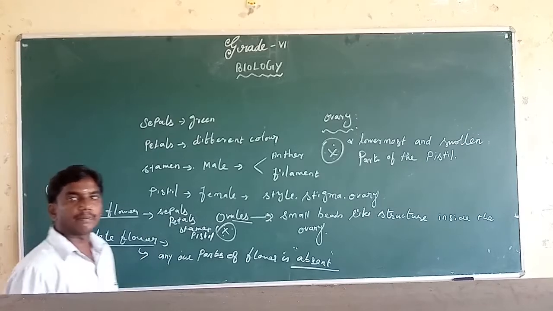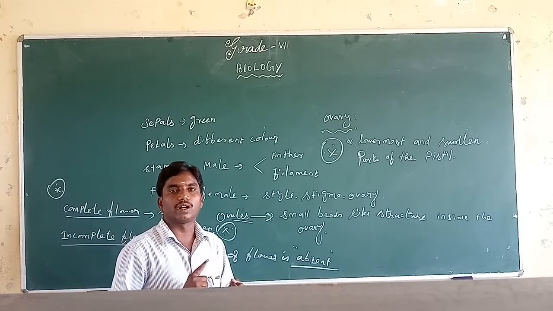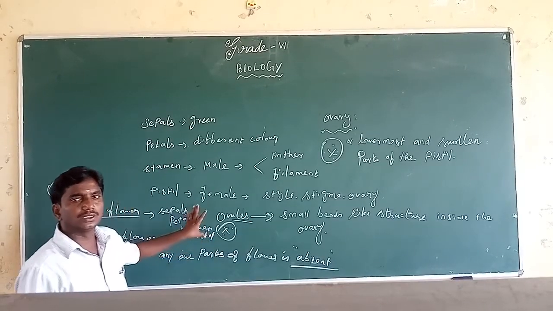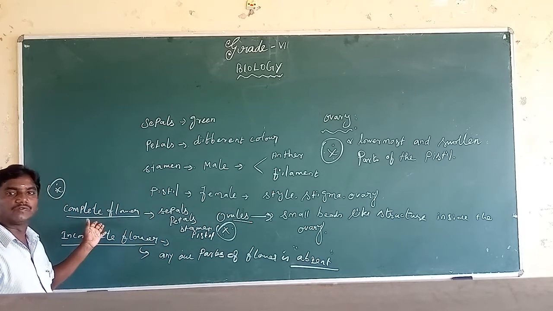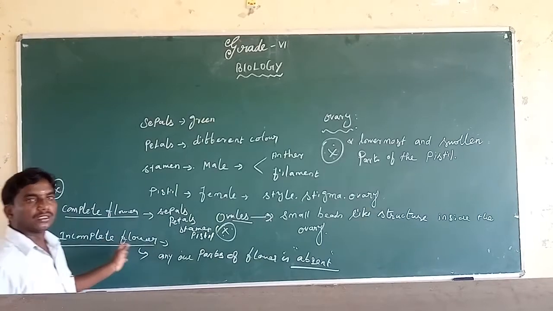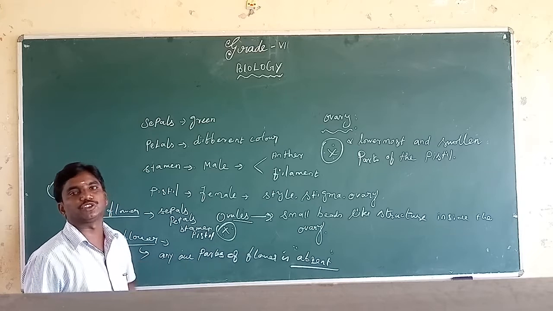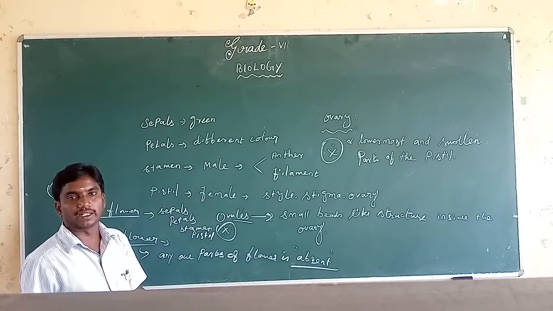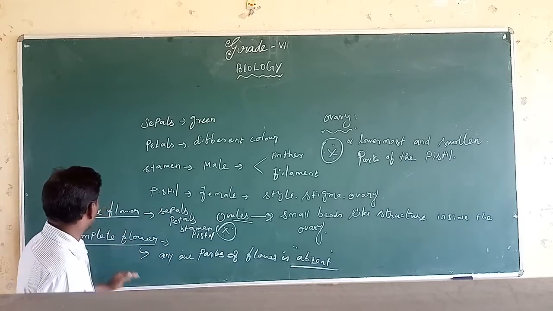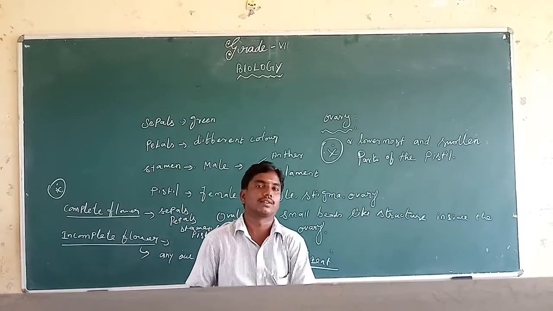So the complete flower means the flower has all the parts of the flower, like sepals, petals, stamens and pistil. That is known as the complete flower. And an incomplete flower means any one part of the flower is absent, maybe like the stamens or pistils. That is called the incomplete flower.